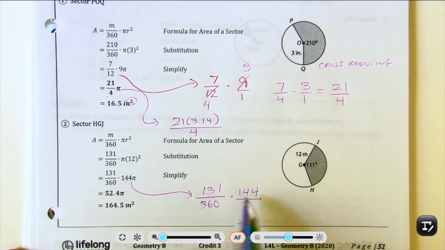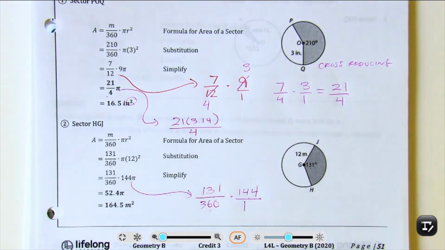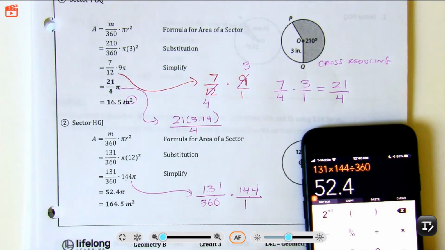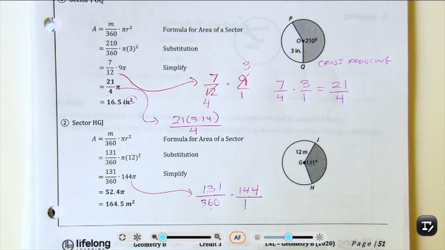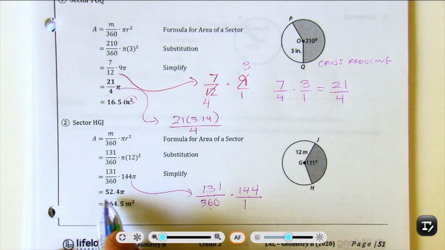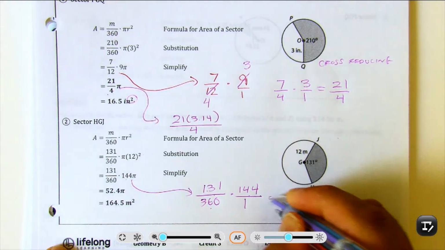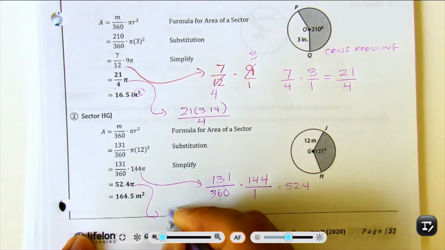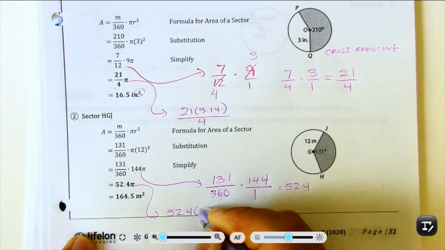So let me get my calculator. Typing 131 times 144 divided by 360 gives us 52.4. And that's what they use right here, 52.4 pi. And then the next step is just multiplying the number that we got, 52.4 times 3.14, and you end up with 164.5.